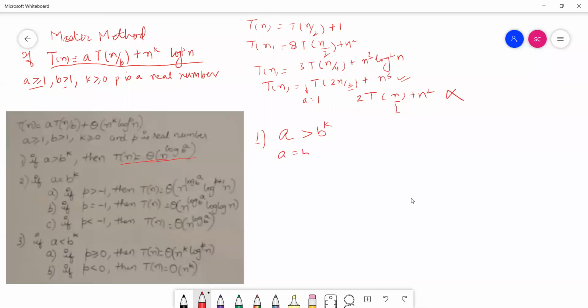Now if a is equal to b to the power k, then there are 3 sub cases. First case is that p is greater than -1. Second is that p is equal to -1. And third is that p is less than -1. So all 3 cases have different time complexities. And if a is less than b to the power k, then again we have 2 sub cases. p is greater than or equal to 0 and p is less than 0. So again, we have different time complexities. So this you have to remember. You have to memorize this whole formula. Then only we can solve the questions using master method. And it is the simplest method. You just have to write the answer, nothing else.